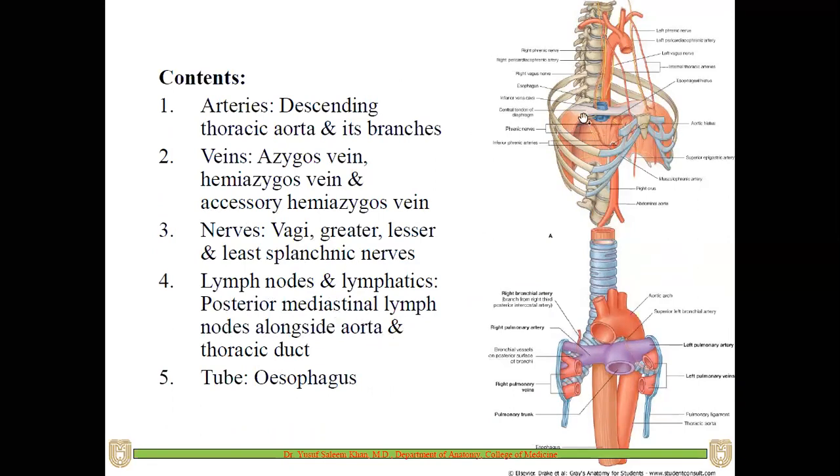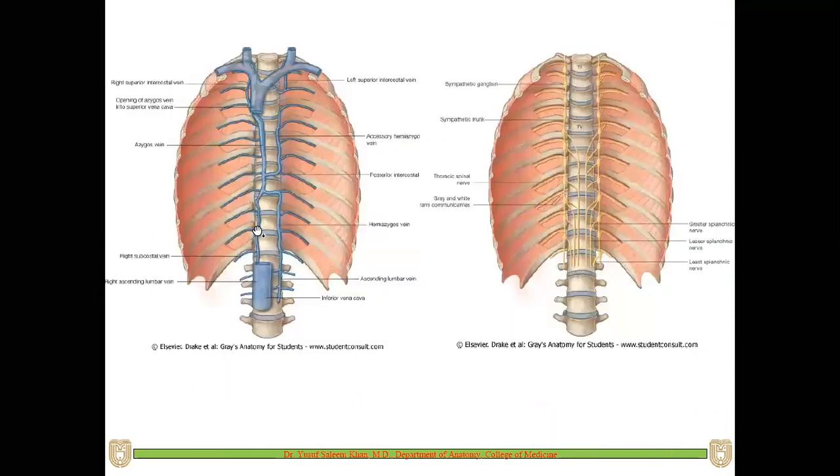And the thoracic duct. The thoracic duct is not shown here, but it will also be present. Then the tubes, like the esophagus. Here, this is the esophagus. This is the descending thoracic aorta, and beside that is the esophagus. On the right side, the esophagus can be seen. So all these are the contents of the posterior mediastinum.